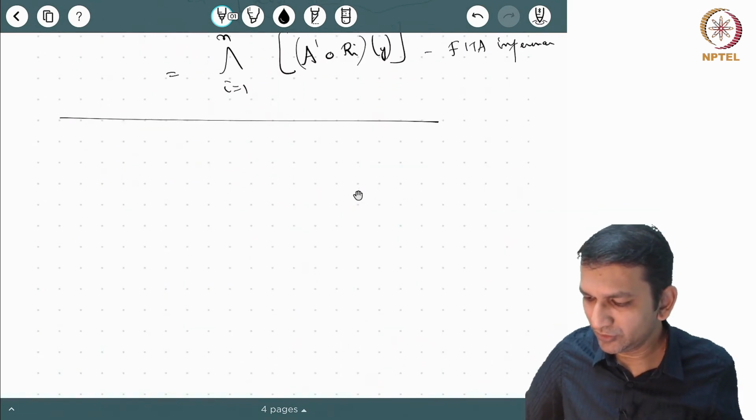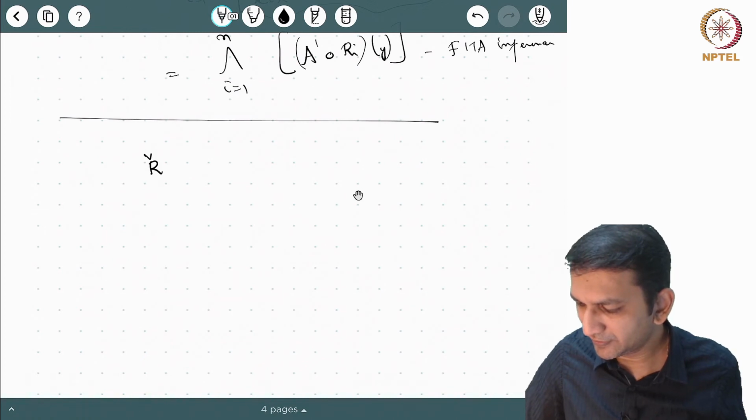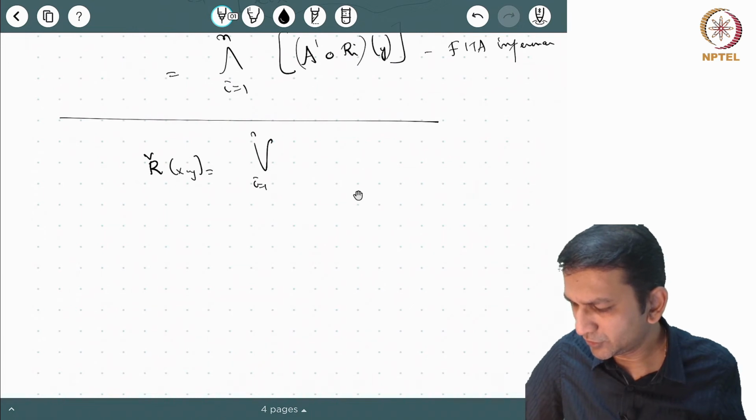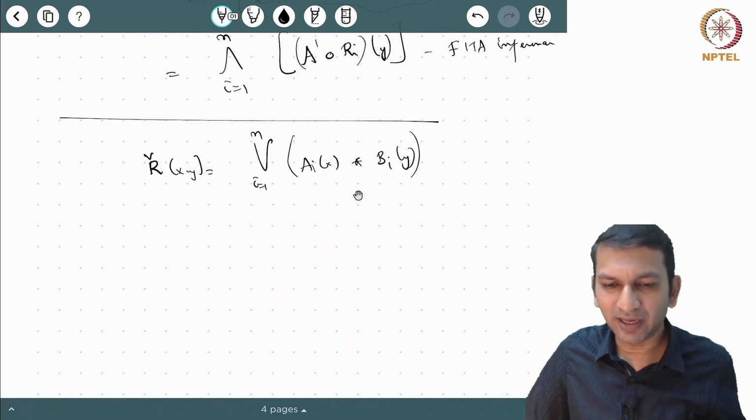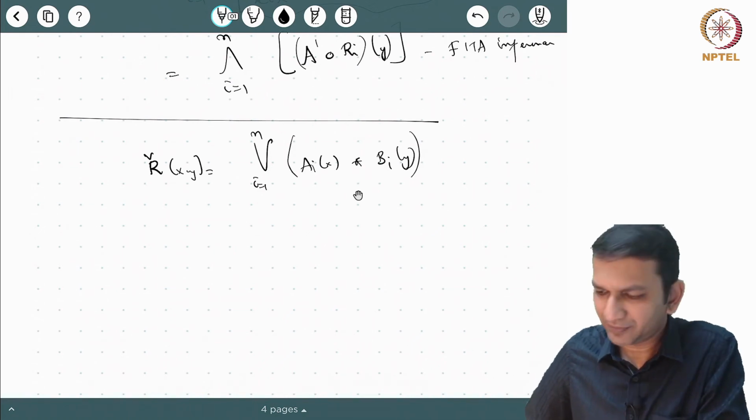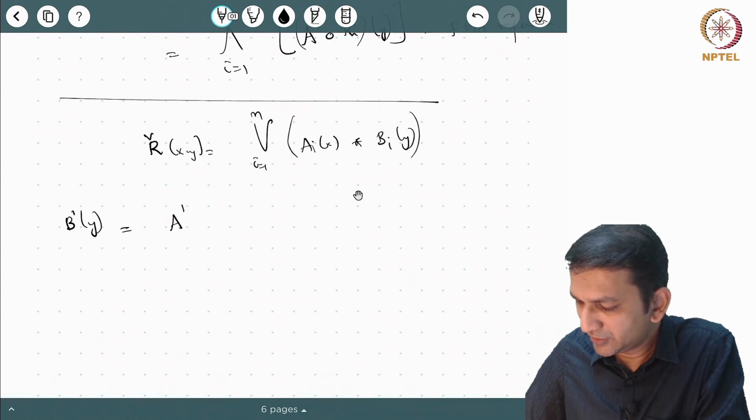We want to show that in the presence of R check, consider R check of x1, which is nothing but A of x star B of y. We want to show that such a CRI is in fact an SBR. Now, what is the output that we obtain from here for a given B dash? It's nothing but A dash sup T R check of xy.